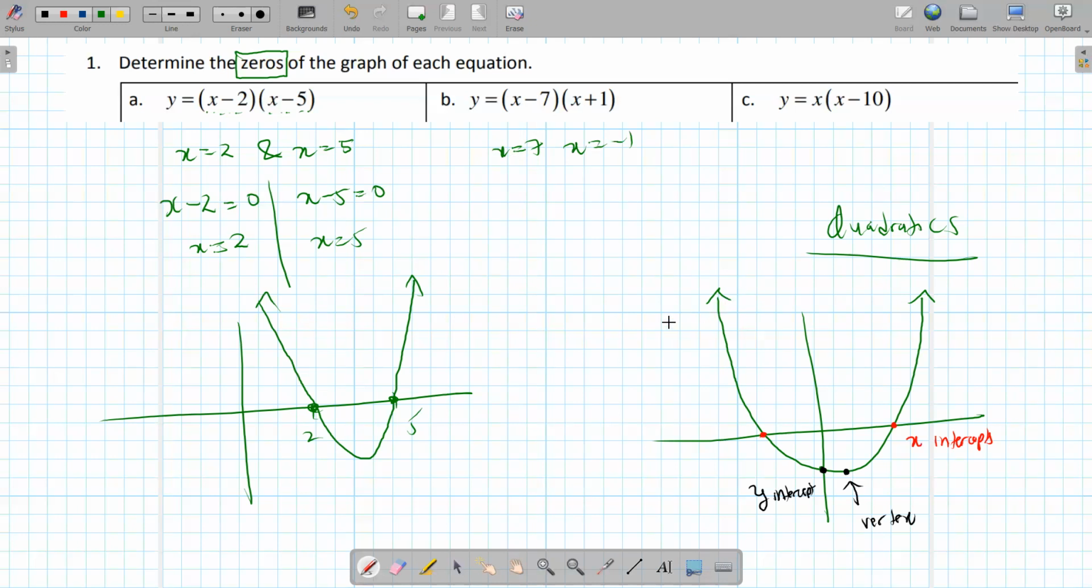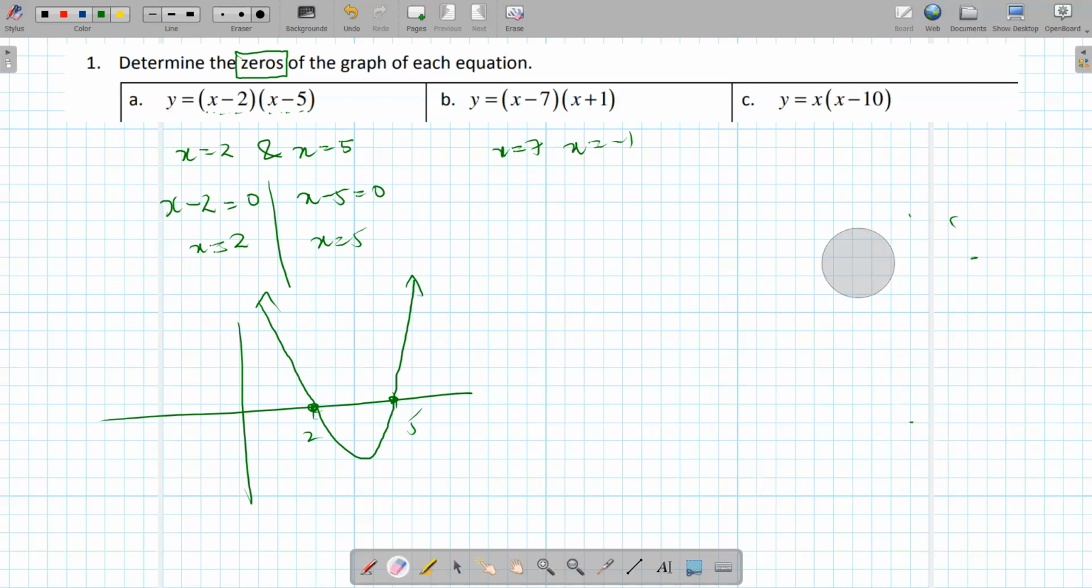Look at C. C is a little bit tricky. So we know one of them is at 10, right? What about the other one? There's always gonna be 2. Not always, but there's 2 here. The other one, you just want to set them equal to 0. That's how we got 10. We just said x minus 10 equals 0. Add 10 on both sides, we get x is 10. And then you can also set the other guy equal to 0. And that's where the x-intercept is. One of them. The other one is at 10.